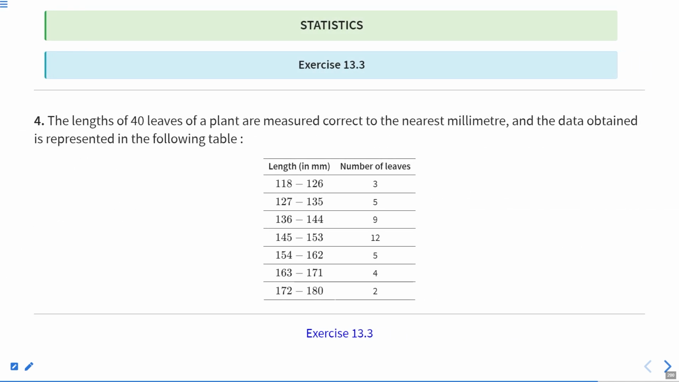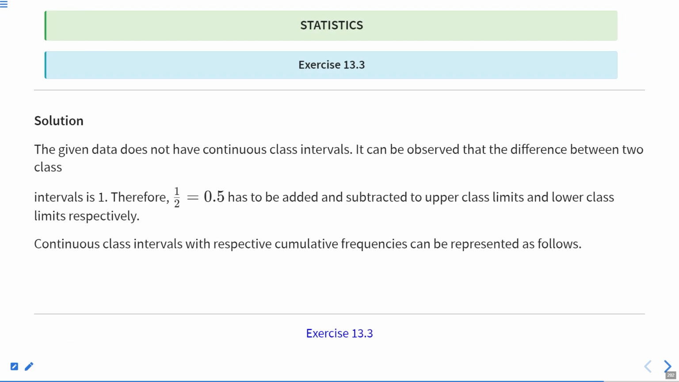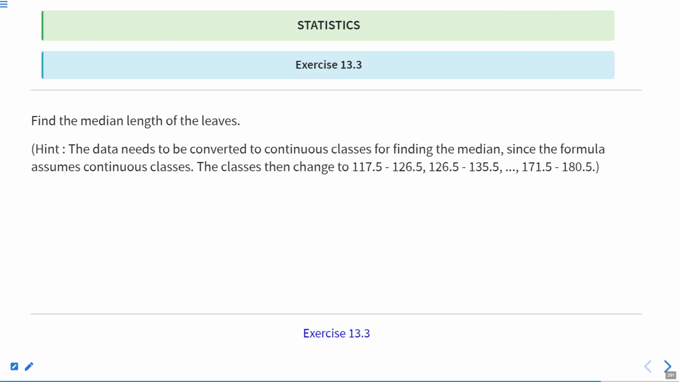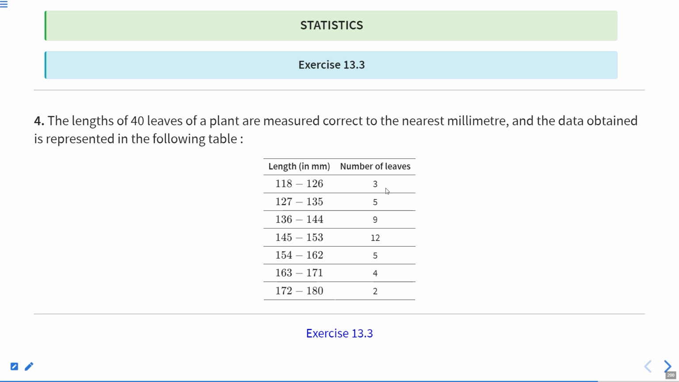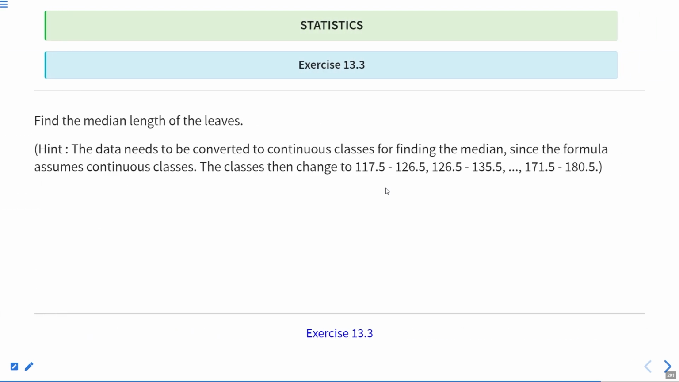So in the next problem, we have the lengths of 40 leaves of a plant measured correct to the nearest millimeter, and the data obtained is represented in the following table. So by using this table, we need to find the median length of the leaves.